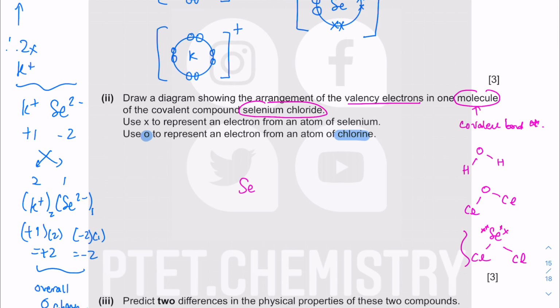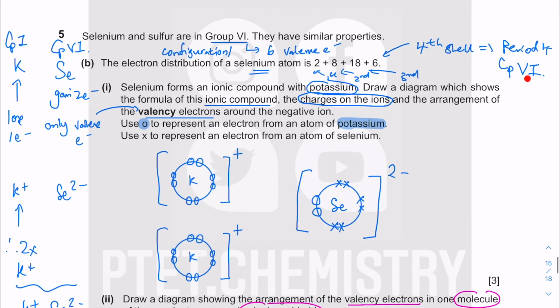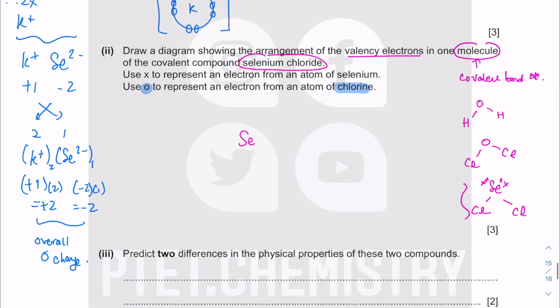Selenium is group 6, 6 valence electrons. I use 1 there, 2 there for bonding. I still have 4 more because 6 minus 2 is 4. So I'll have 4 more. And I have dot for chlorine, the big dot for the chlorine.